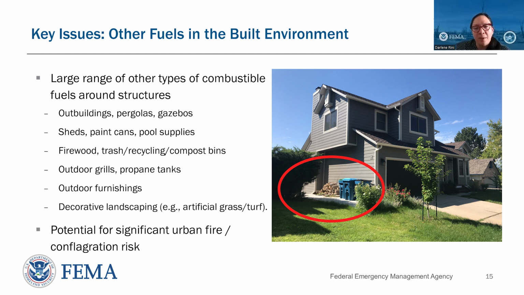So the last key issue with defensible space is the fact that in addition to a large variability in vegetative landscaping around a structure, there's equally a large range of other combustible fuels that may be stored around a property and adjacent properties that can threaten a structure. So this includes things such as outbuildings or pergolas, sheds, pool supplies, storing of firewood or trash and recycling receptacles, outdoor furnishing, and other types of decorative landscaping. So these fuels can present additional challenges in being able to predict fire behavior and damage loss potential in the WUI.